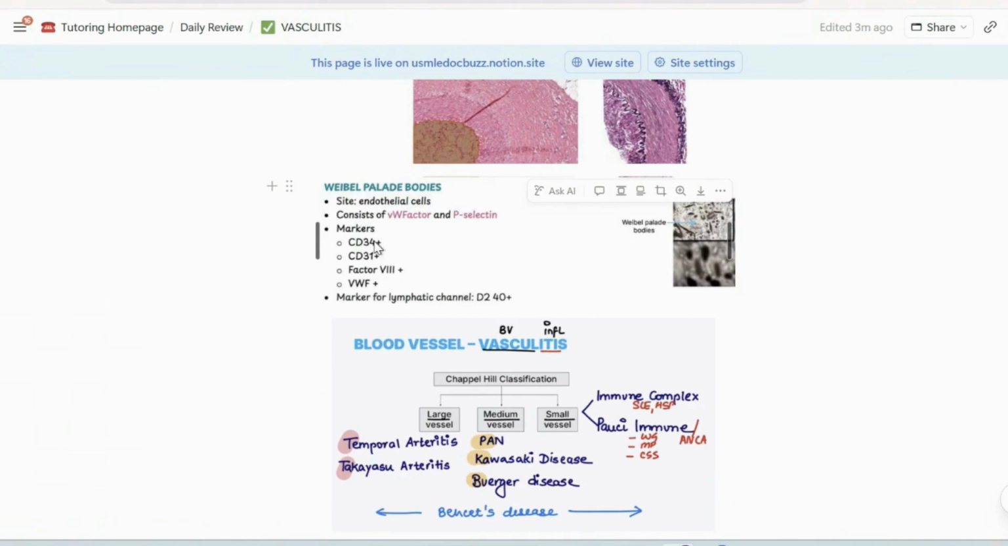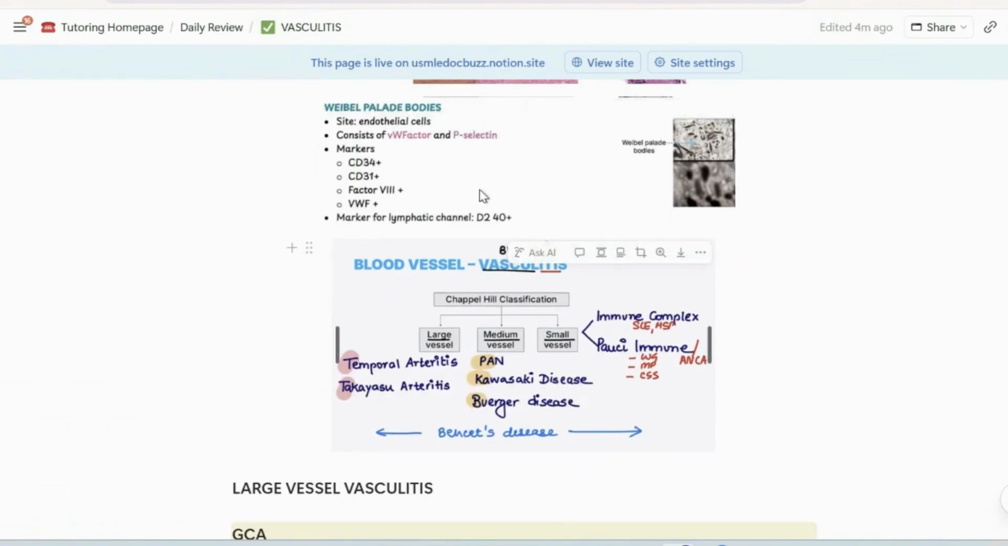We need to remember this because tomorrow, if there is any sort of endothelial cell cancer, cell tumor invasion, or leukocyte adhesion deficiencies, the conversation starts here, right? A couple of more familiar factors, VWF versus factor VIII, are also present in this Weibel-Palade body. Lymphatic channels also have a marker, and this is called D2-40, and usually not asked, but it's just mentioned here.